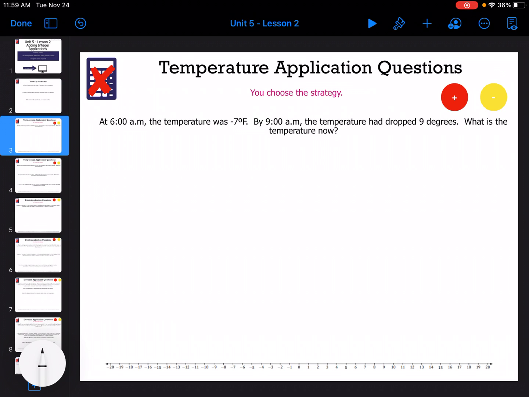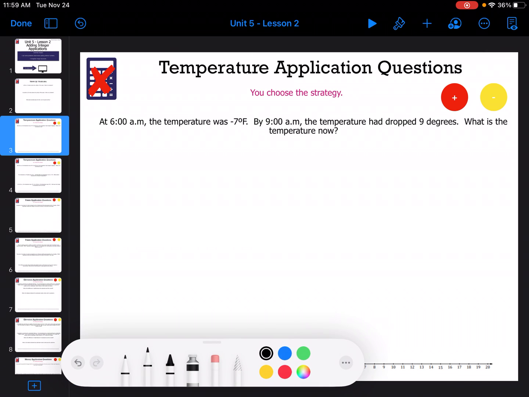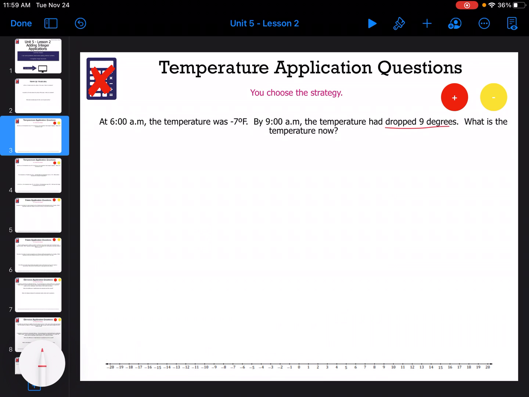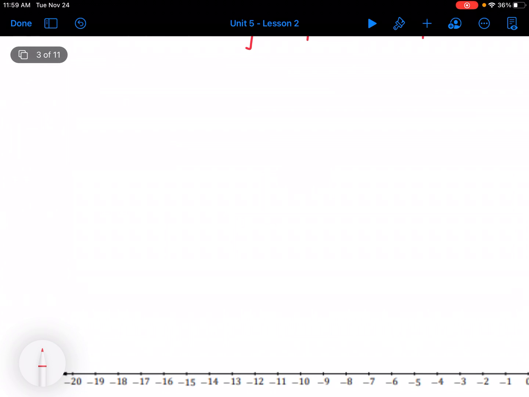All right, so at 6 a.m. the temperature was negative 7, and then by 9 a.m. the temperature had dropped 9 degrees. Well, that keyword right there is dropped. So I'm starting at negative 7 and I'm adding a negative 9, just to keep that in perspective. I'm starting at negative 7 on my number line and I'm adding a negative 9.